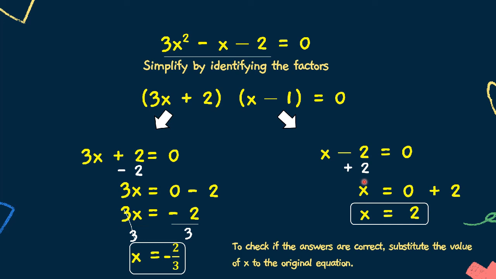If you want to check if these two values of x are the solutions to the equation, simply substitute the value of x into the original equation, one at a time. Try negative 2/3 and also try positive 2. If the denominator becomes 0, then that is not a solution to the problem. If these two values of x are the solutions, then we have two solutions to our equation.